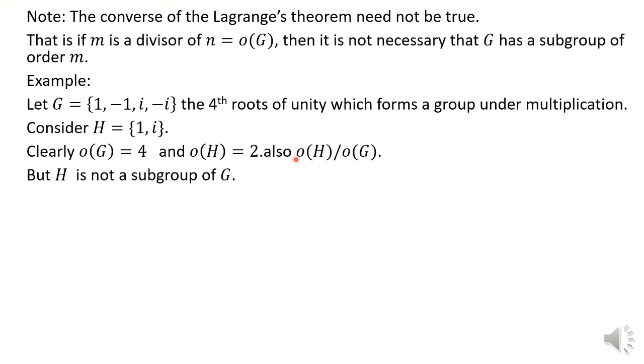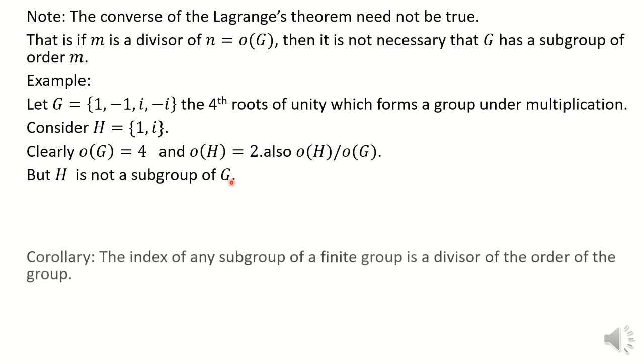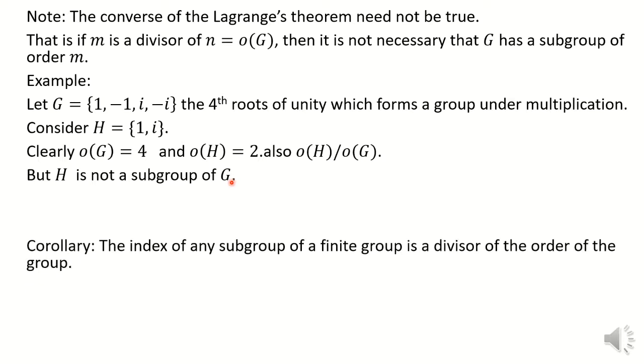What we see here is that order of G has a multiple 2, or as divisor 2, but H is not a subgroup of G, which means that the converse of Lagrange's theorem is not true in general. Corollary to Lagrange's theorem: the index of any subgroup of a finite group is a divisor of the order of the group.